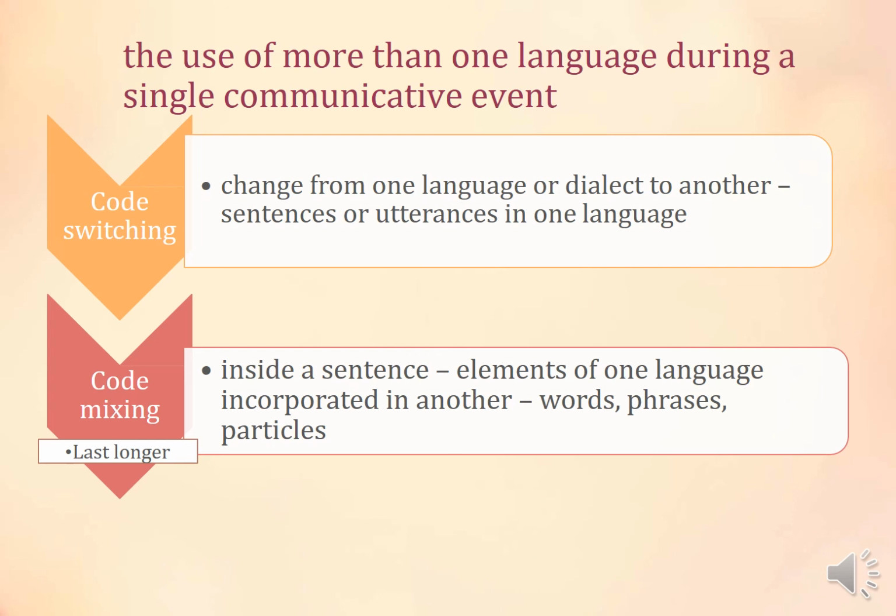Code switching means changing from one language or dialect to another sentence or utterance. In a long conversation, if one sentence is in Urdu and the next sentence is in English, you are doing code switching. If you are doing code mixing, it means in one sentence you utilize one phrase in Urdu and another phrase in English. If you are shifting from sentence to sentence, or utterance to utterance, it's code switching. If you are shifting within a sentence, within phrases or words, you are doing code mixing. Hope so.